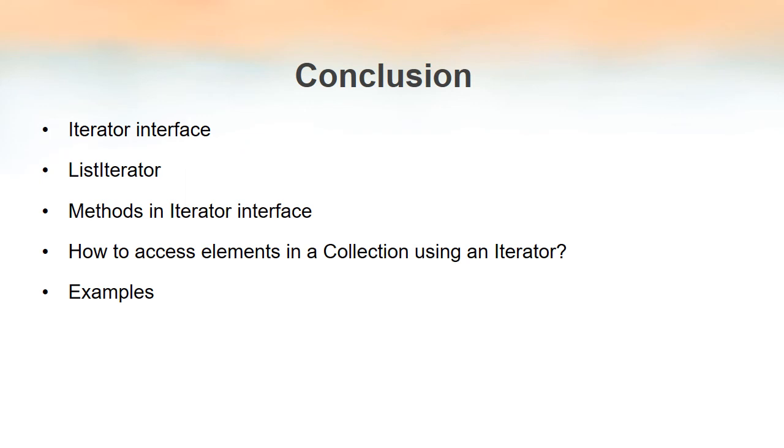We shall conclude now. In this video lecture, we discussed what an iterator interface is and what the methods inside the iterator interface are. We also mentioned the list iterator interface, the difference between list iterator and iterator interface, and how to use those methods. We also saw an example of how to use the hasNext method and next method of the iterator interface, and the additional methods that are available inside the list iterator other than the methods available in the iterator interface. That is all in this video lecture.